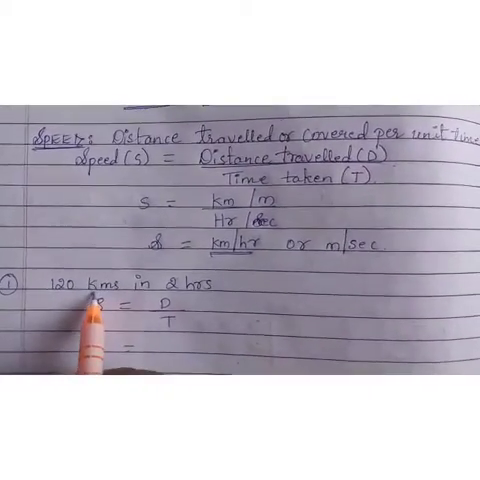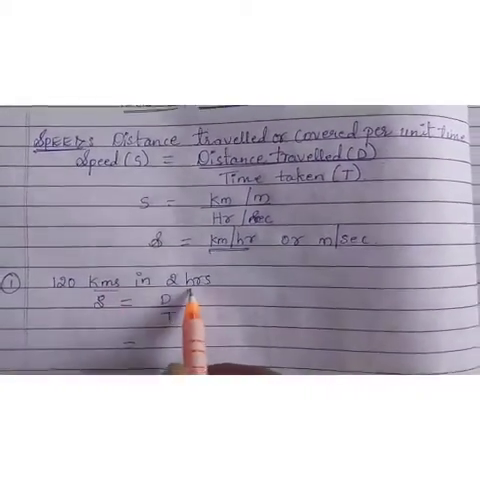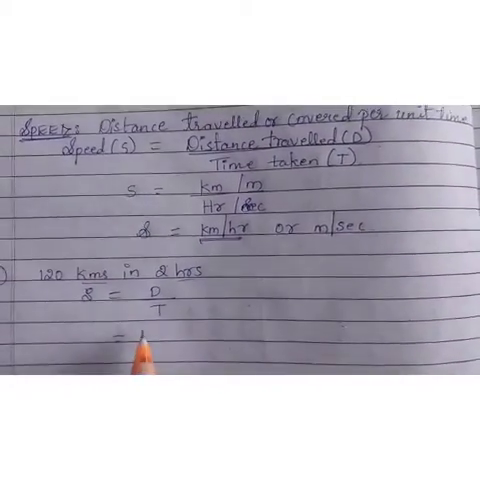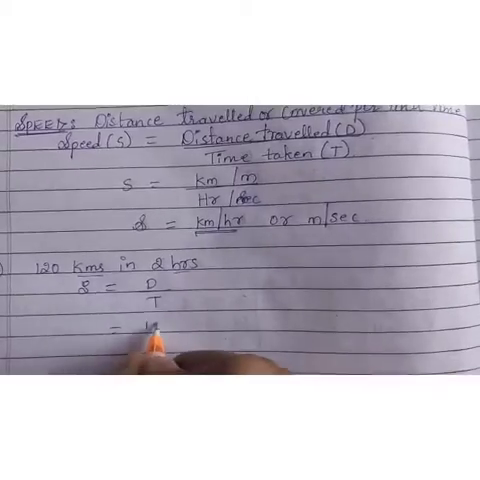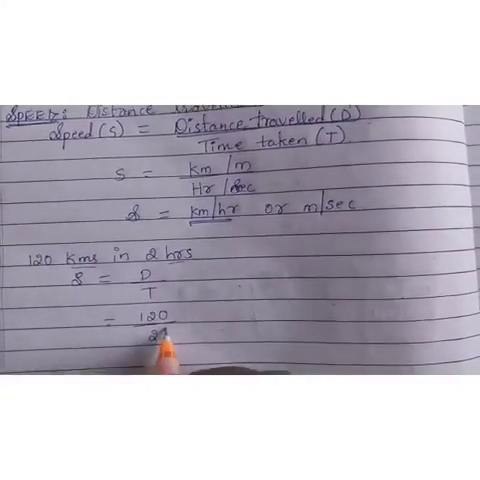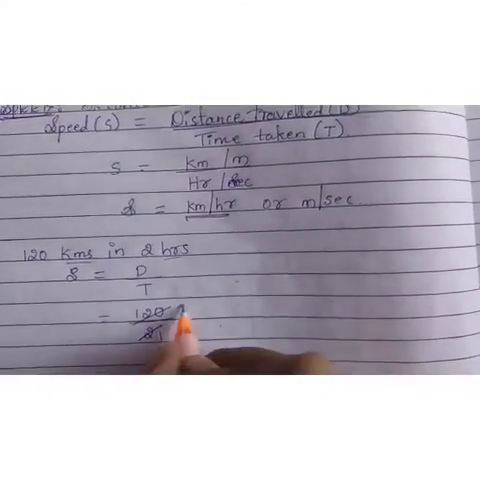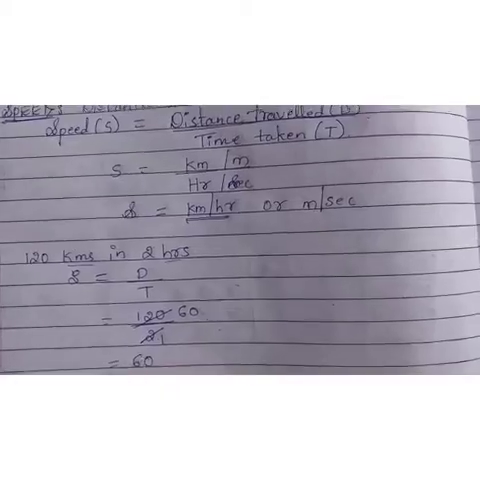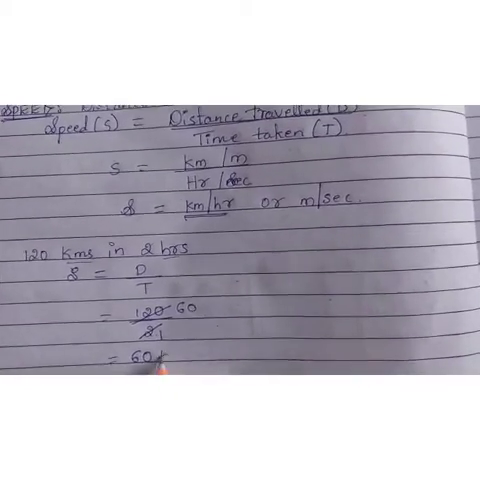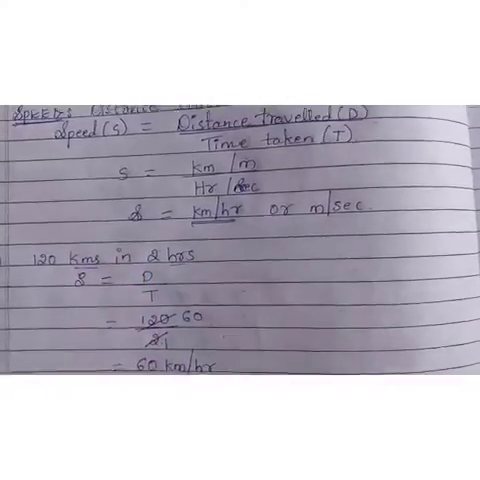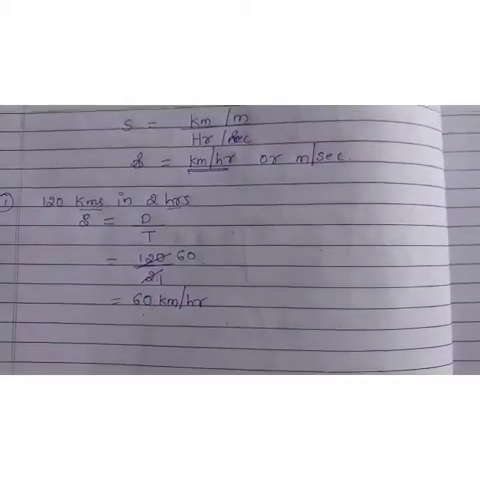First see the unit, whether they are the same or not. Kilometers per hour, or it should be in meters per second. As it is the same, distance is 120 and time is 2. 2 1s are 2, 2 6s are 12 and this 0 as it is. So speed is equal to 60. What is the unit? Kilometers per hour. This is how we are going to find it.